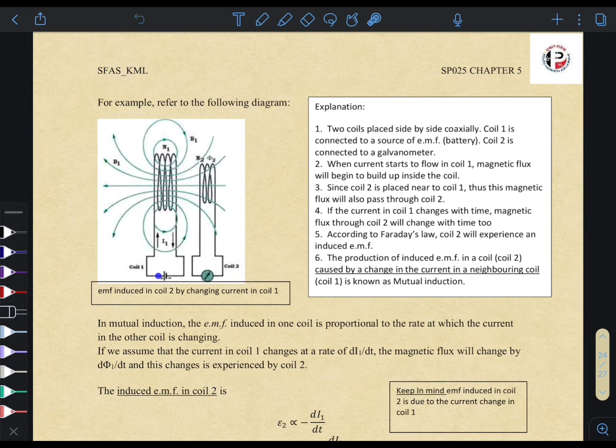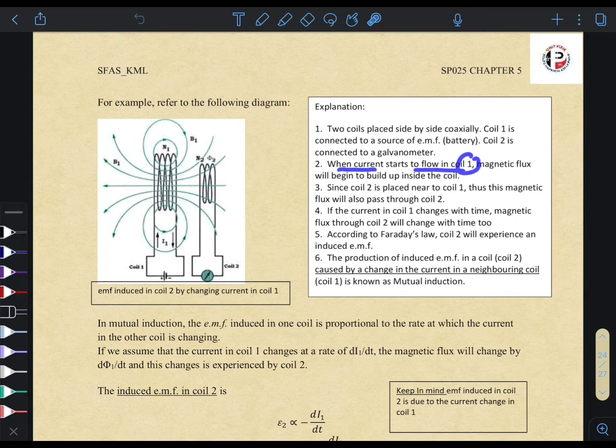So what we have here is, we have one coil, coil 1, which is connected to the battery, and we have coil 2, which does not have any power supply, but we connect it to a galvanometer to read the presence of EMF being induced. Okay, so two coils placed side by side coaxially. Coil 1 is connected to the source of EMF, the battery. Coil 2 is connected to a galvanometer.